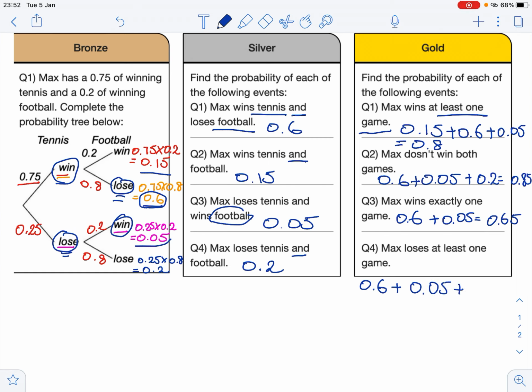And the final one is that Max could lose, then lose again. It says at least one, so he could lose both games. The probability of him losing both is 0.2. And the total probability is 0.85.